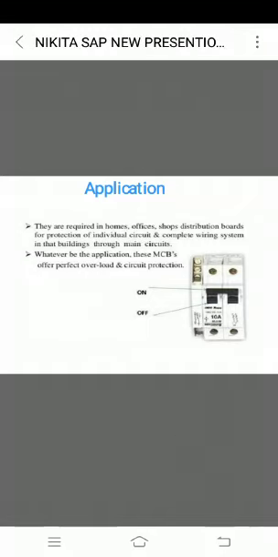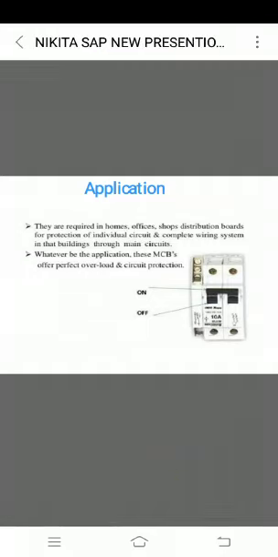Whatever the application may be, these MCBs offer perfect overload and circuit protection. MCBs provide us perfect protection for overload and overcurrent. Then it protects our circuit.